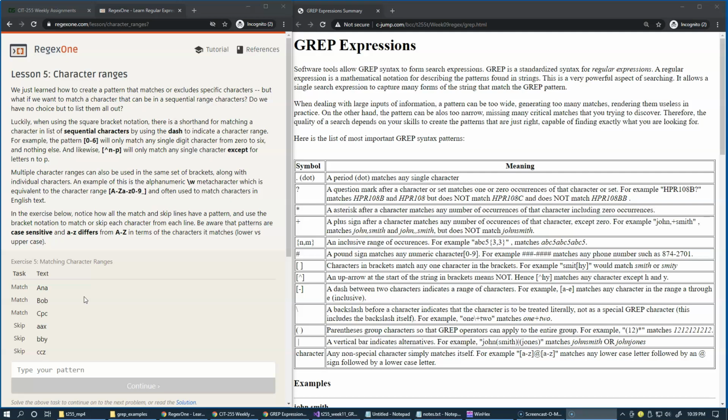Before we address the challenge in this lesson 5, let's note the difference between the inputs that we should include and the inputs that we should skip. The observation is that we have 3 characters in every single instance, both match and skip. Clearly, the first 3 characters here are uppercase, and below we have the lowercase.